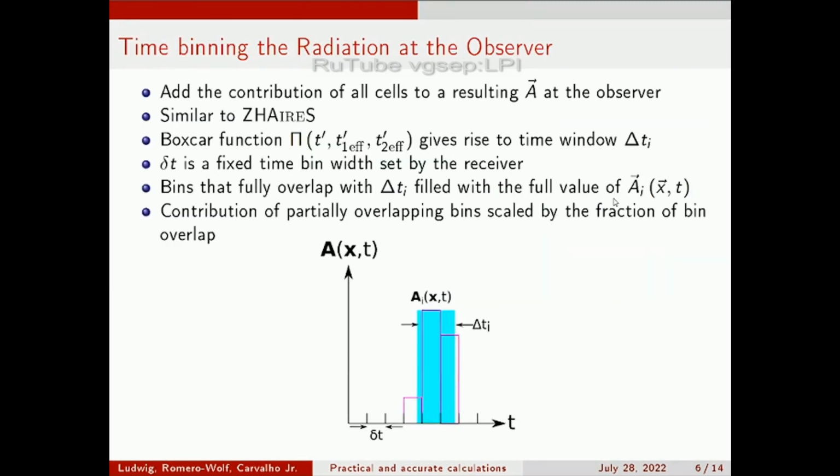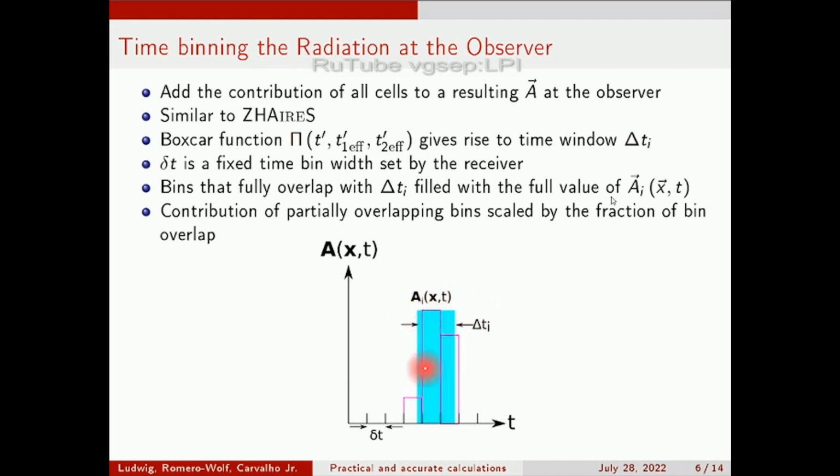Then we have to add the contributions of each of these cells into a histogram for the detector. This is done in a very similar way as ZHAireS, and I imagine CORSIKA does. So you have that boxcar function, which gives you a time window at the detector. So the contribution to the vector potential is this.